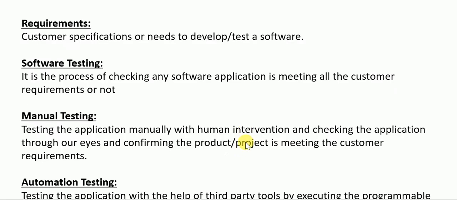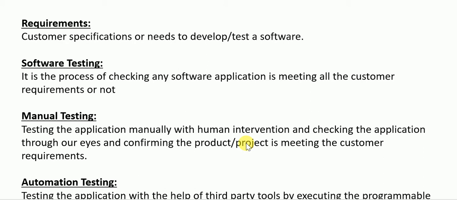The first terminology is requirements. What is a requirement? Who will give us the requirement? What is the importance of the requirement? A requirement is something the customer gives us about the application we are trying to develop or test for him. How should the application be? What buttons need to be there? What links need to be there? What is the functionality of that particular application? Those specifications, we are going to call the requirements.